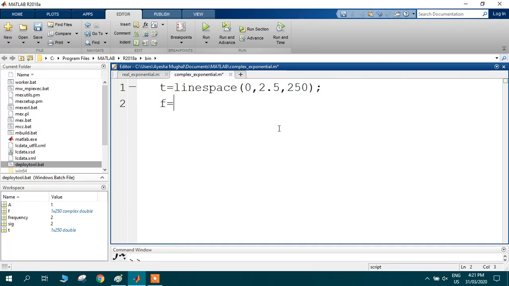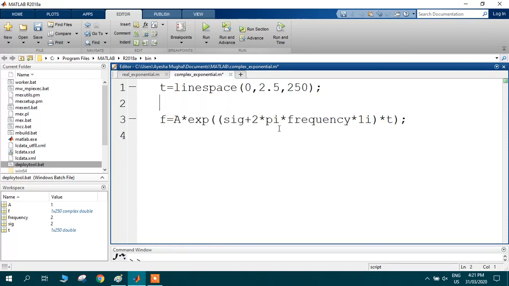The second thing is I'm going to define the function: A times exponential of sigma plus omega, where omega is equal to 2 pi f, which is frequency, and this is the imaginary value. To show that this is an imaginary value, in Matlab you can put i, and it's more convenient if you put 1i, and this whole is going to be multiplied with t. Okay.